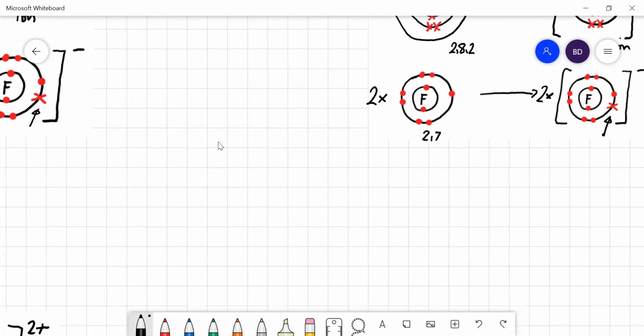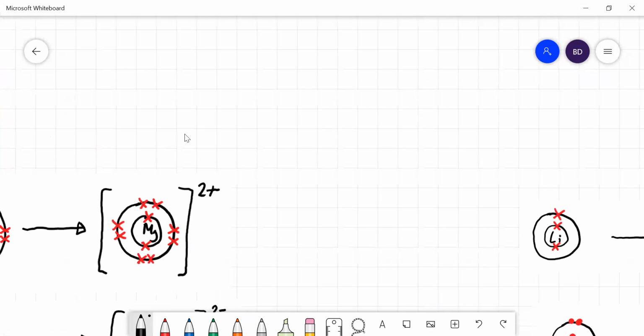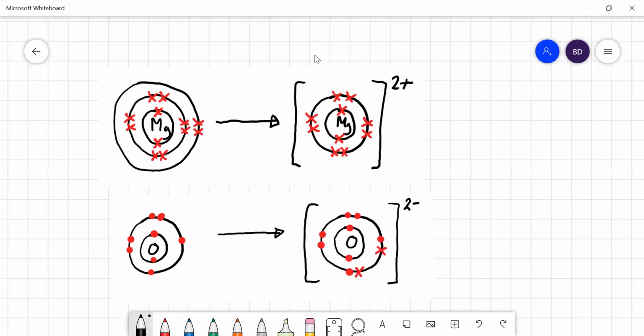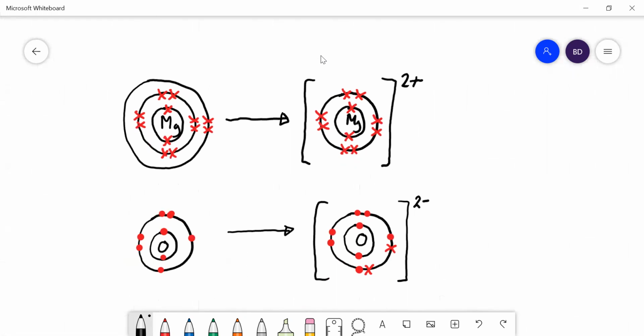Okay, so another example. This time we're going to look at magnesium oxide. Magnesium is 2, 8, 2, and as we said before, it's going to want to lose 2 electrons to be like a noble gas, forming the 2 plus ion. Now, oxygen is atomic number 8, so that's going to be 2, 6. That wants to gain 2 electrons. Now the magnesium wants to give away 2 electrons, so that's a perfect match. So there's 1 magnesium for every 1 oxygen, and the formula of magnesium oxide would just be MgO.